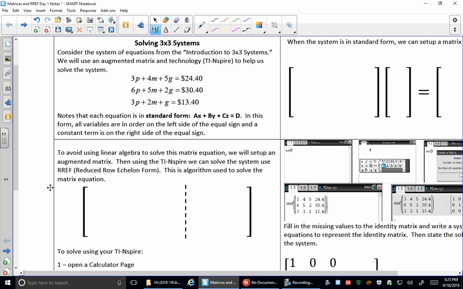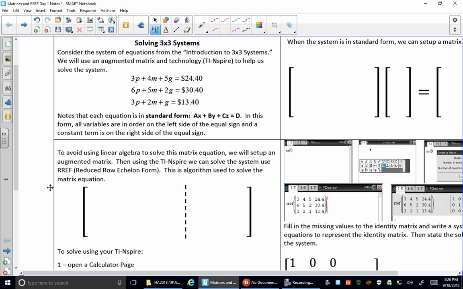So back to Algebra 2, and we are solving systems now using a matrix and reduced row echelon form. RREF is how I'll pronounce it in class, so I want you to know that there's two R's there versus the row echelon form that we were using last unit.